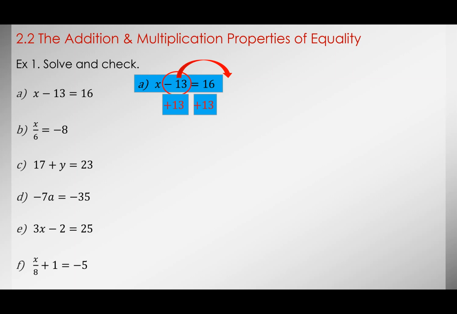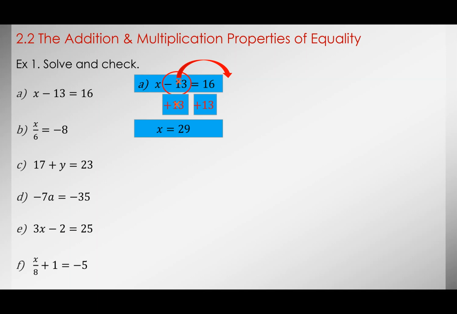If we do it on one side, we need to do it on the other side, which in this case is negative 13 and positive 13. They cancel out, right? Negative 13 and positive 13 cancel out, which leaves us with just x on one side, and 16 plus 13 gives us 29. But you already know that. We know that 29 minus 13 will give you 16, right?